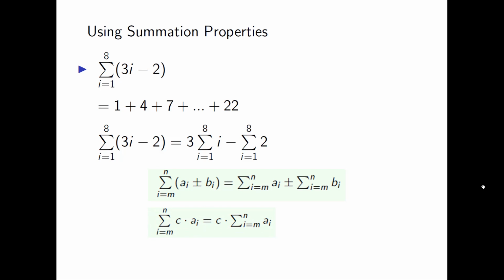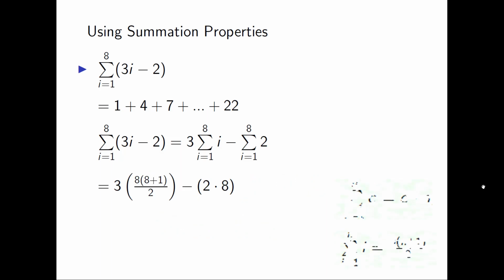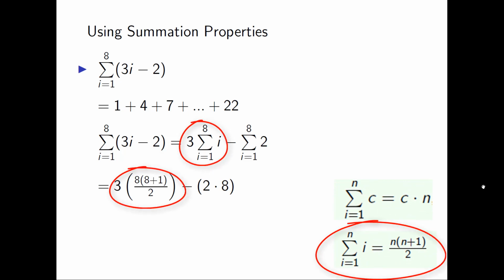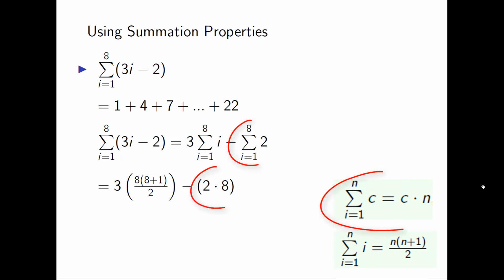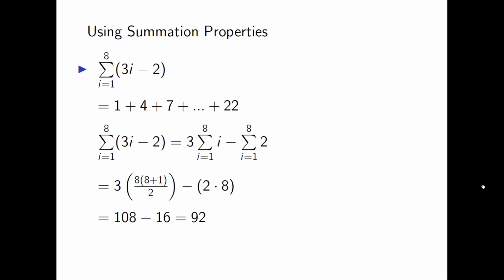And we can also take that constant outside. Now we can apply these 2 rules: if we have the sum of the i, it's n(n plus 1) over 2, and if we have the sum of a constant, it's just that constant times the upper bound of the sum. And so, having worked all that out, we get 108 minus 16, which is 92. Of course, because this is relatively small, we can check that just by taking the sum. But in general, as these get bigger, this won't be the case.